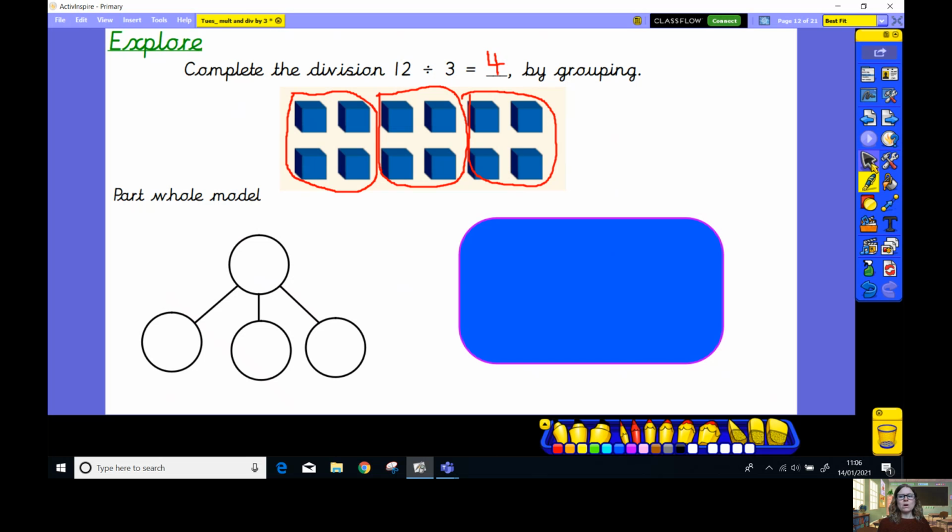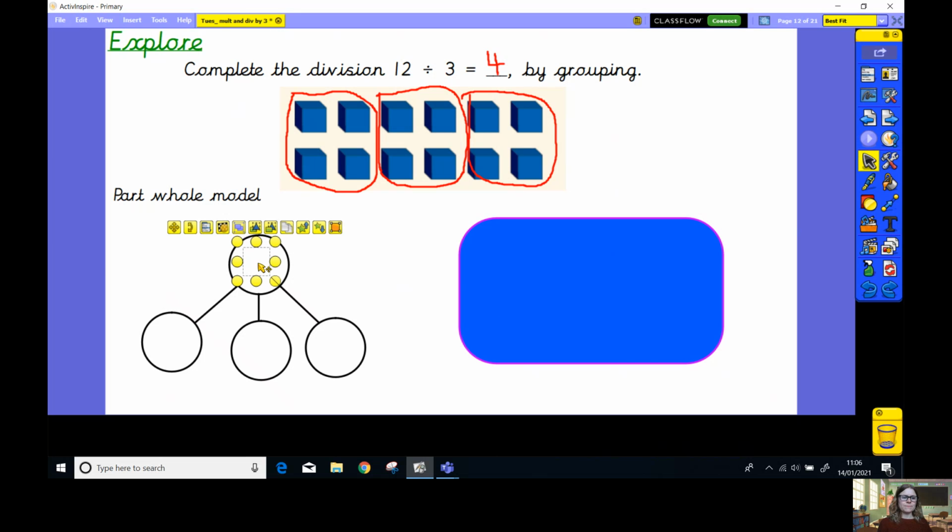In my part-whole model, I'm going to show it like this. I have my total, which is 12, and I put it in the total there, the whole. And in my parts, I have 3 groups, and in each one, I have 4. In some of the questions today, I'm going to ask you to draw a part whole.